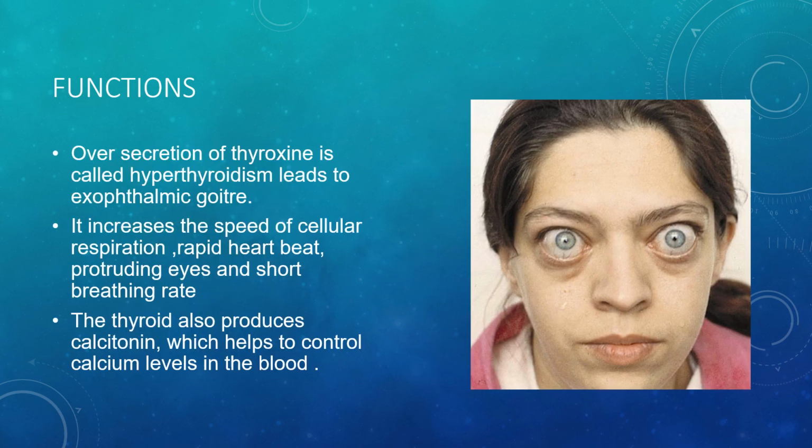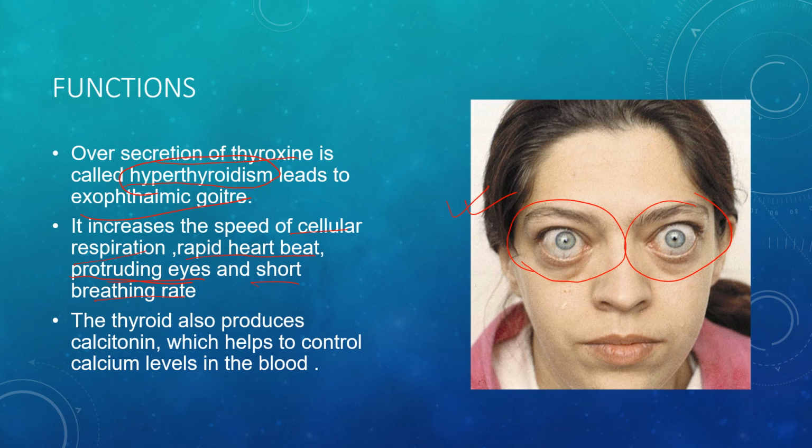Now here we are continuing with the function. I told you what happens with oversecretion of the thyroid gland. When oversecretion of thyroxine happens, it leads to hyperthyroidism, which leads to exophthalmic goiter. This is a picture of exophthalmic goiter. What is happening? There are protruding, bulging out eyes. These are the effects of hypersecretion of thyroxine, and this is called exophthalmic goiter. A person with more secretion of thyroxine has increased cellular respiration, a rapid heart rate, and shortness of breath. A short breathing rate is also there.